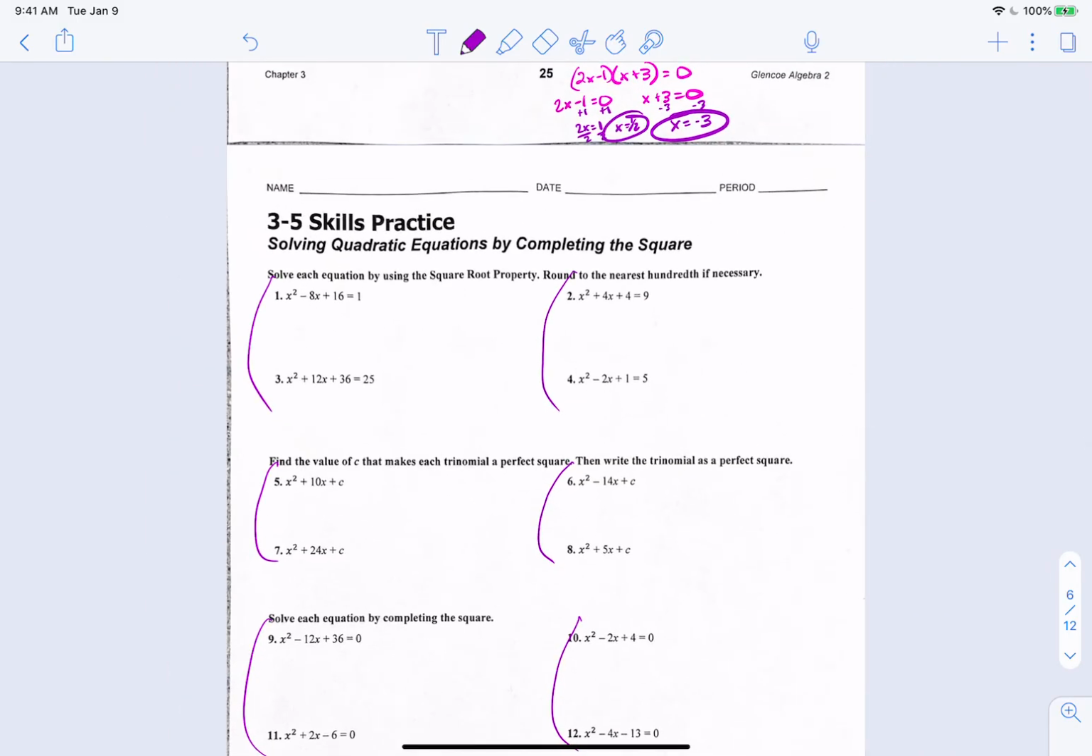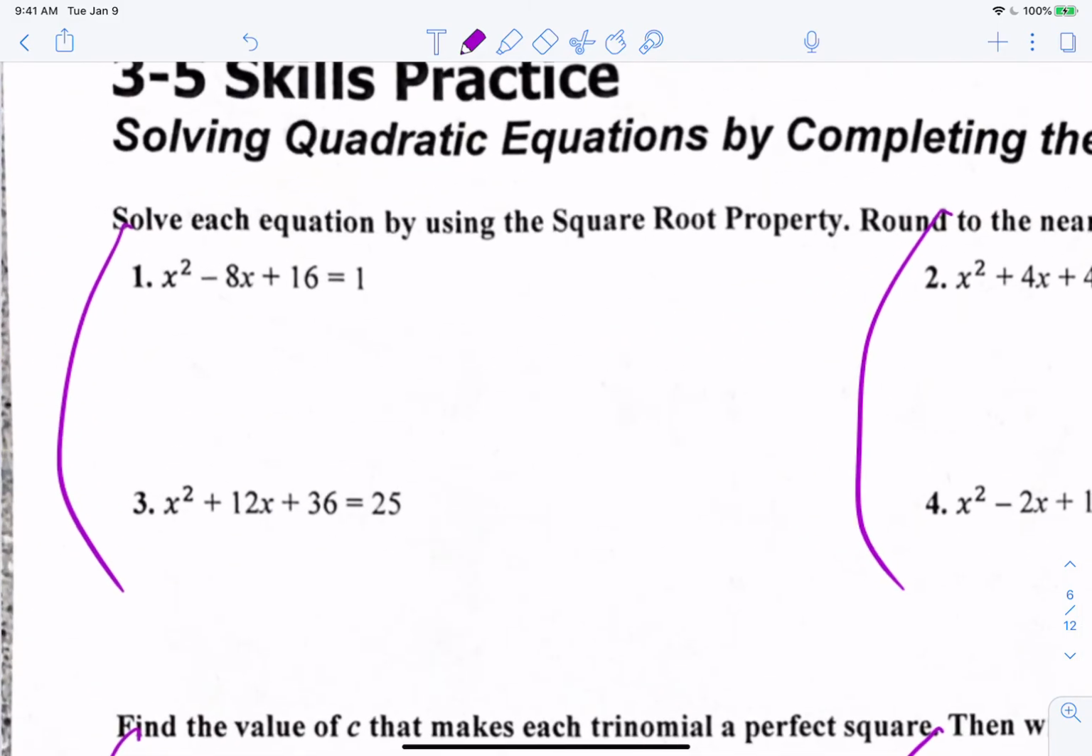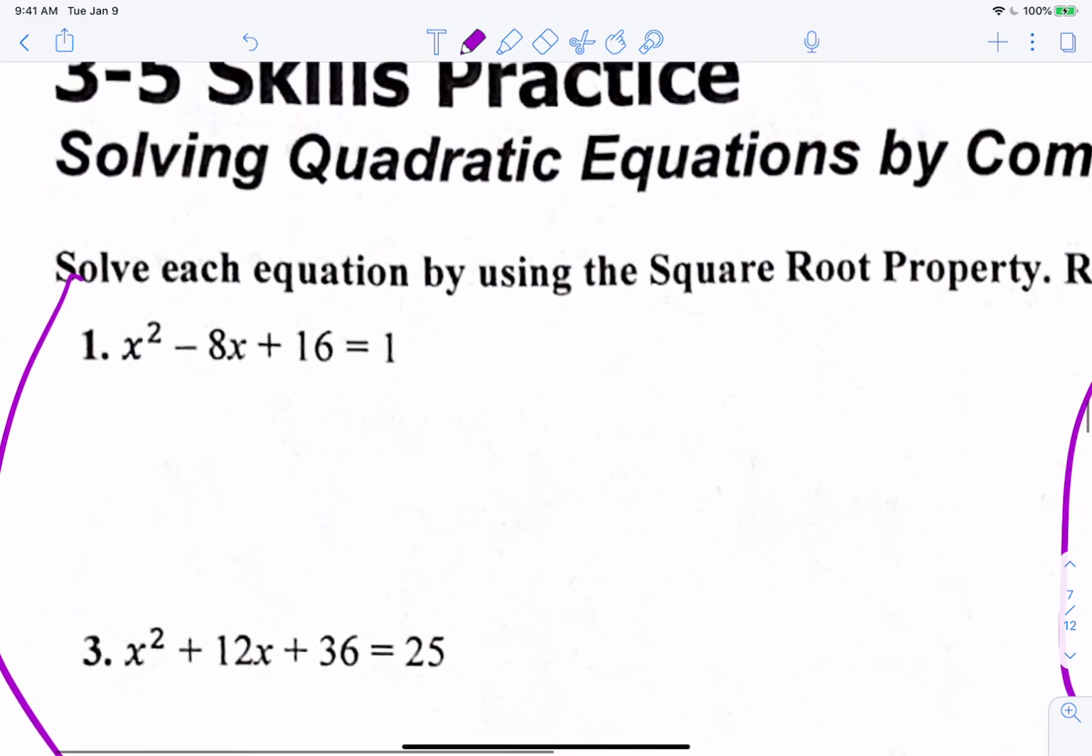Molly, if you don't want to watch this, you can quit watching this video, or whoever's watching this video, you can stop here, but I'm going to do number 1 with them. If you want a free answer on your homework assignment, you can stay watching. Number 1, solve each equation by using the square root property.